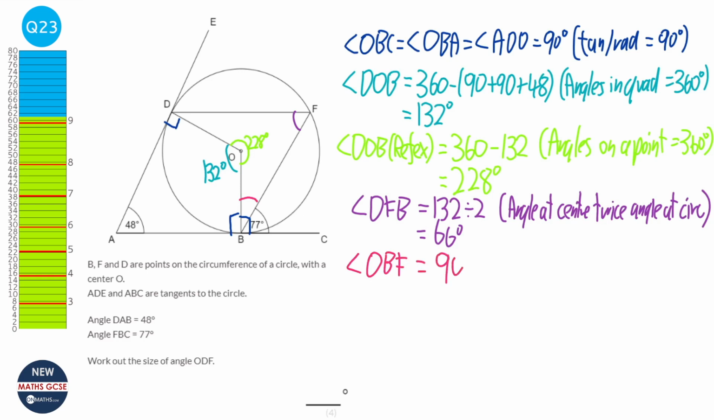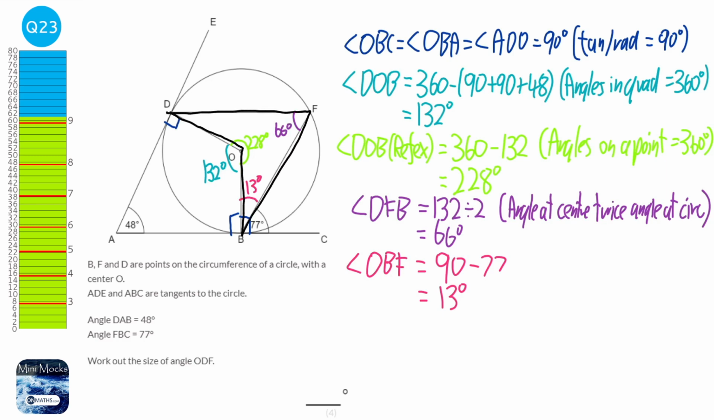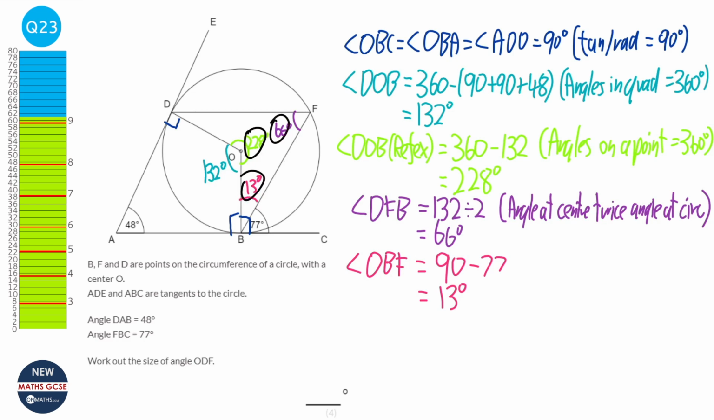There's no reason for this, it's just the whole thing is 90. We're taking away the 77, so that would be 13 degrees. So that's a nice easy one. And let's just put the 66 degrees on our diagram as well. And the final thing really here is that we've got a quadrilateral here, kind of arrowhead. And we've got 3 of the angles, 1, 2, 3, and we're looking for the third one.